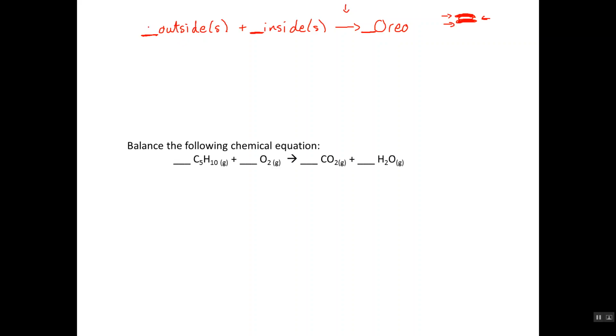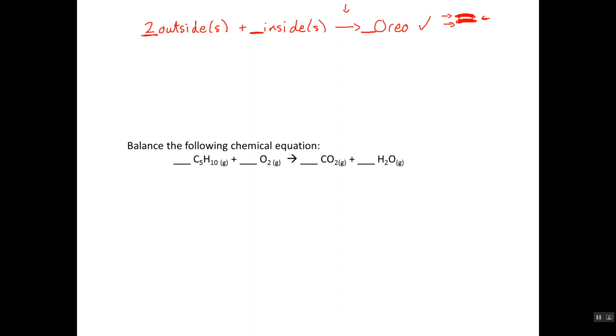In order to make this true, I need to put a 2 in front of the word outside. 2 outsides plus 1 inside. And I could write a 1 in front of the word inside here, but in chemistry, we don't. If it's a 1, we just don't write anything. 2 outsides plus 1 inside makes 1 Oreo cookie. That is a balanced equation for the making of an Oreo cookie. It's not violating the law of conservation of mass. I have the same amounts of stuff on the starting material side, the reactant side, the left-hand side of the equation, as I do on the right-hand side of the equation.